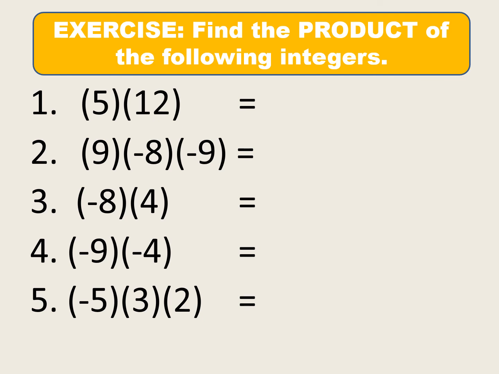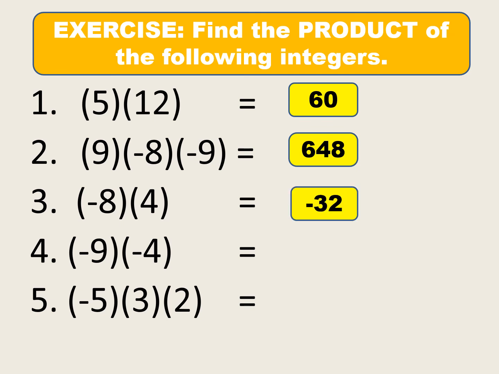Number 1, 5 times 12. The answer is positive 60. Number 2, 9 times negative 8 times negative 9. The answer is positive 648. Number 3, negative 8 times positive 4. The answer is negative 32.